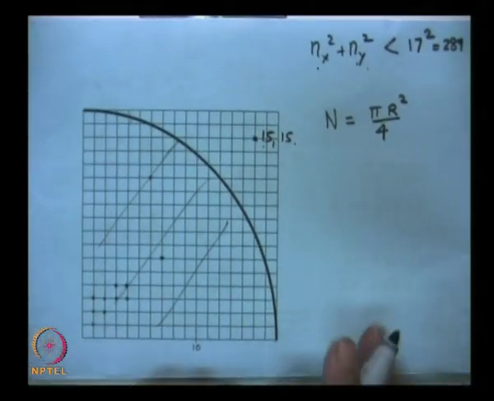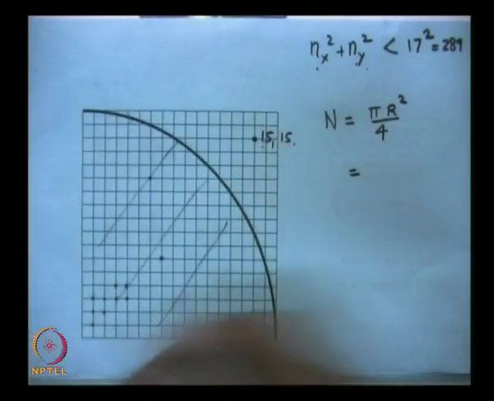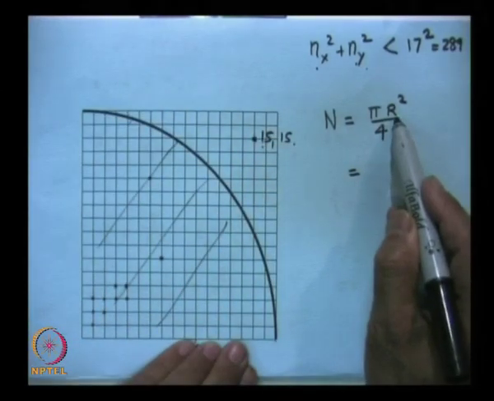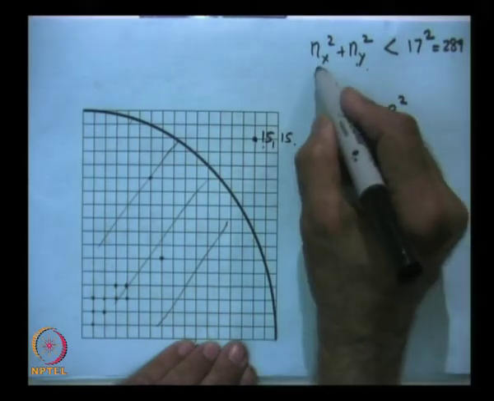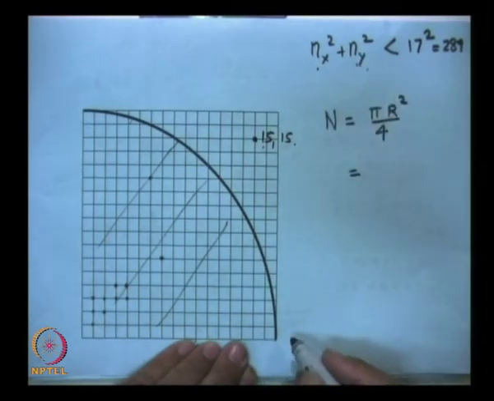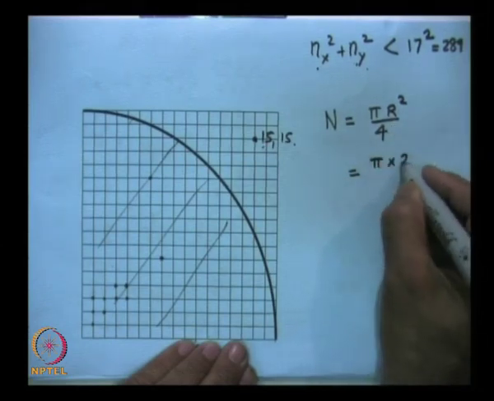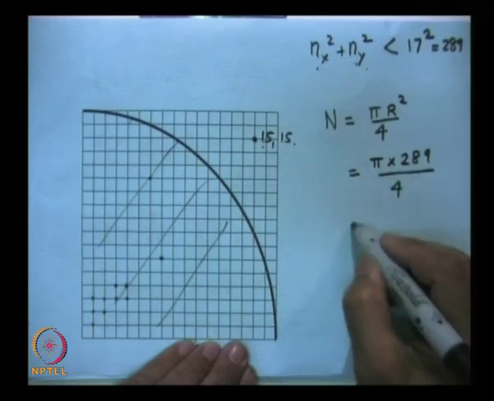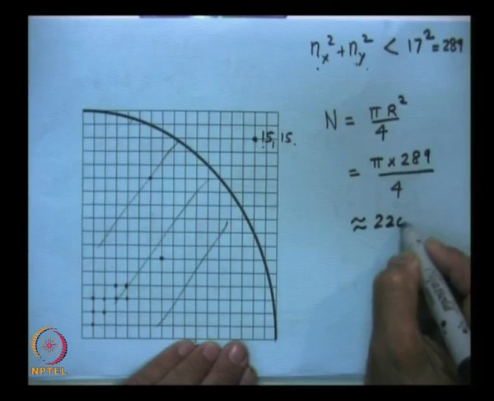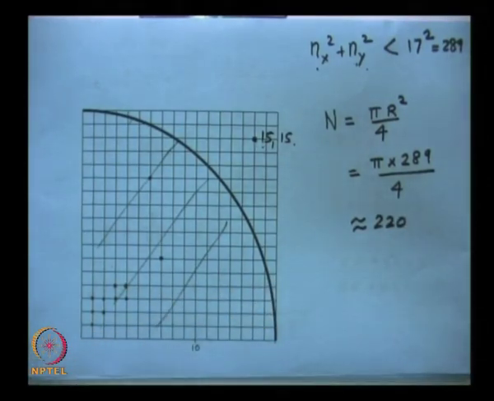So, therefore, in this particular case the area of the circle is pi r square, and since we are considering the fourth of the circle, because we are restricting ourselves to nx and ny positive, it will be pi into r square, which is 289, divided by 4, and I think the approximate value is 220. It will not come out to be an integer, but these are approximate calculations.